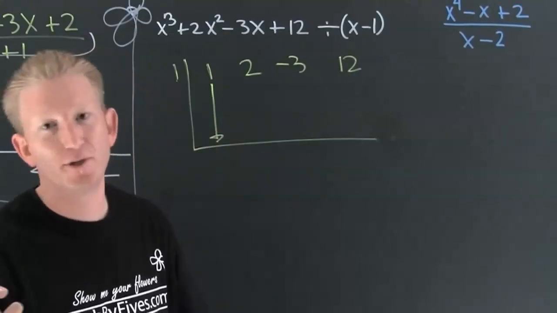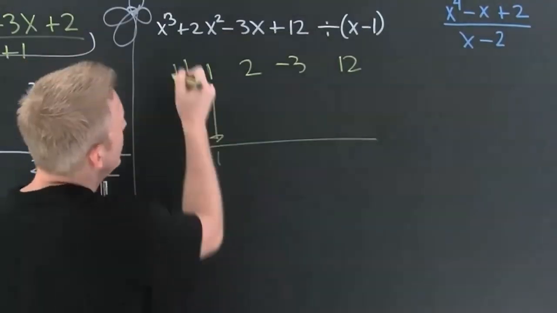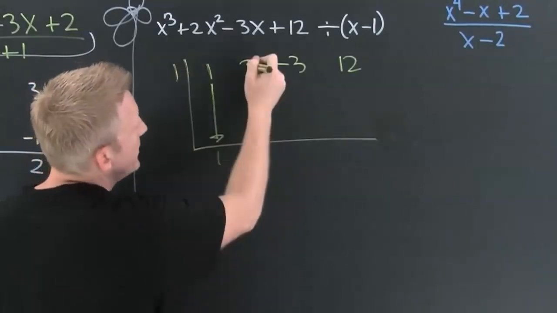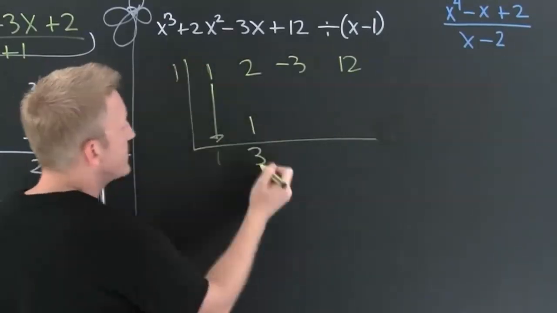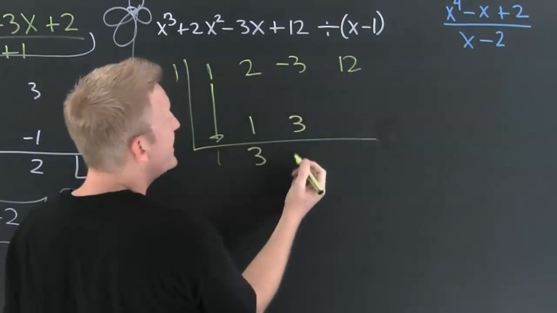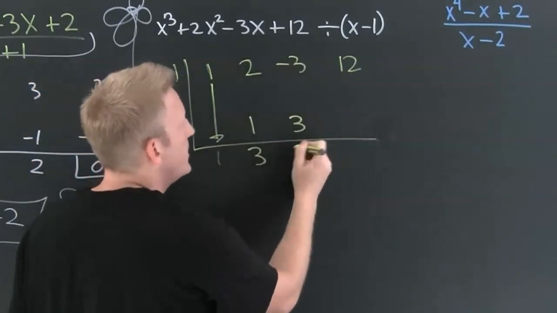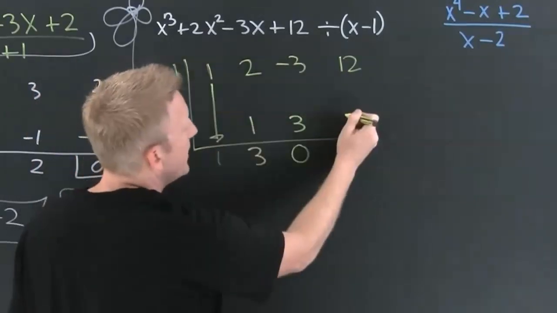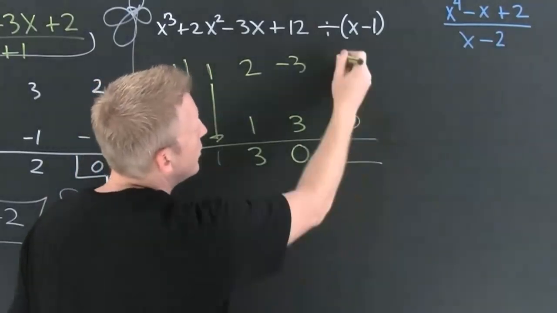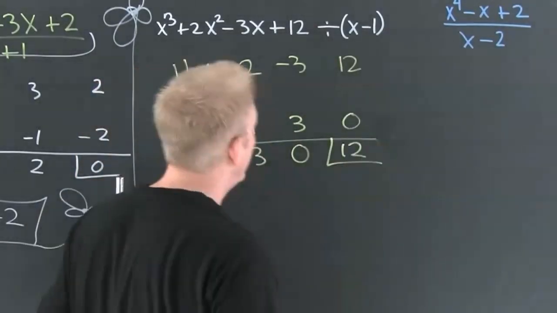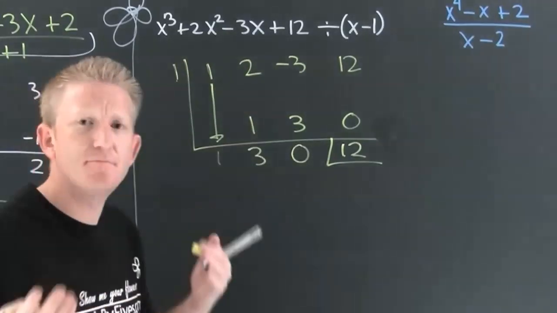No, she wasn't. Here's the 1. This one says put it there. That's the 1. 2 and 1 is 3. This one says put it there. That's 3. Add them: 0. This one says put it there. Add them, and you got 12. Oh no! What does this mean?